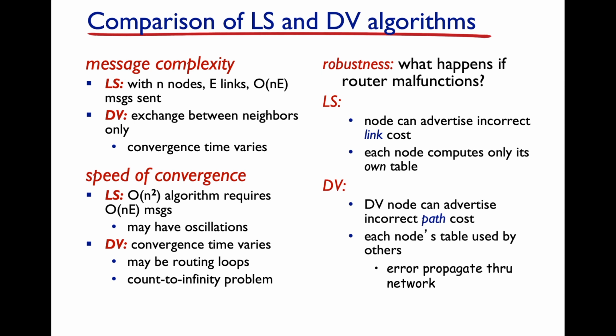Distance vector, the convergence time varies. You might have routing loops in that you update your distance vector, send it to your neighbor, then triggers an update in their distance vector, they send to you, and then you trigger an update in yours, send back to them, and you can have these oscillations, these routing loops back and forth.